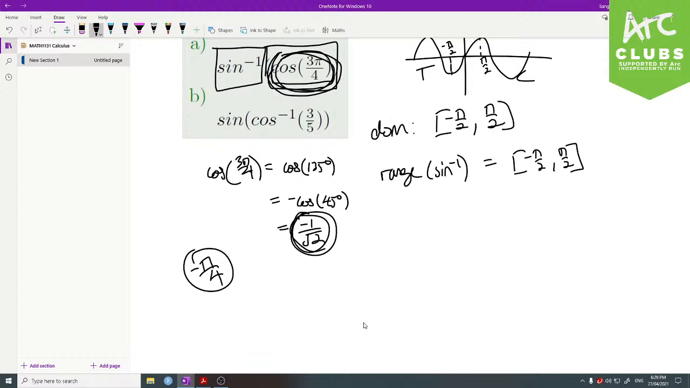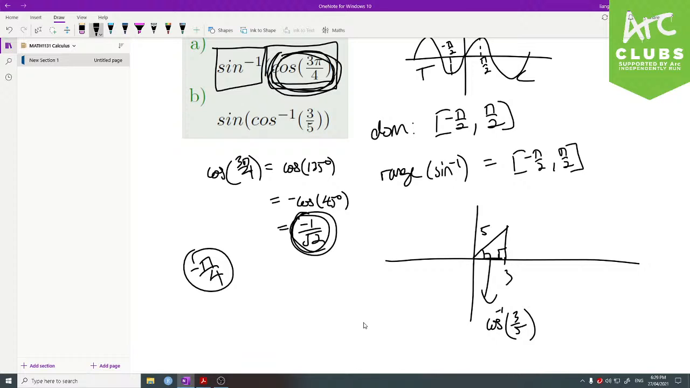Okay. So if I have a look at this question here, cos inverse of 3 on 5. Okay. So cos, remember, is adjacent over hypotenuse. So that would mean that you have 3 on here, and the hypotenuse here is 5. And this angle here would have to be your cos inverse of 3 on 5, right? Because you have adjacent over hypotenuse here. Okay. And just by Pythagoras, this vertical component must be 4.